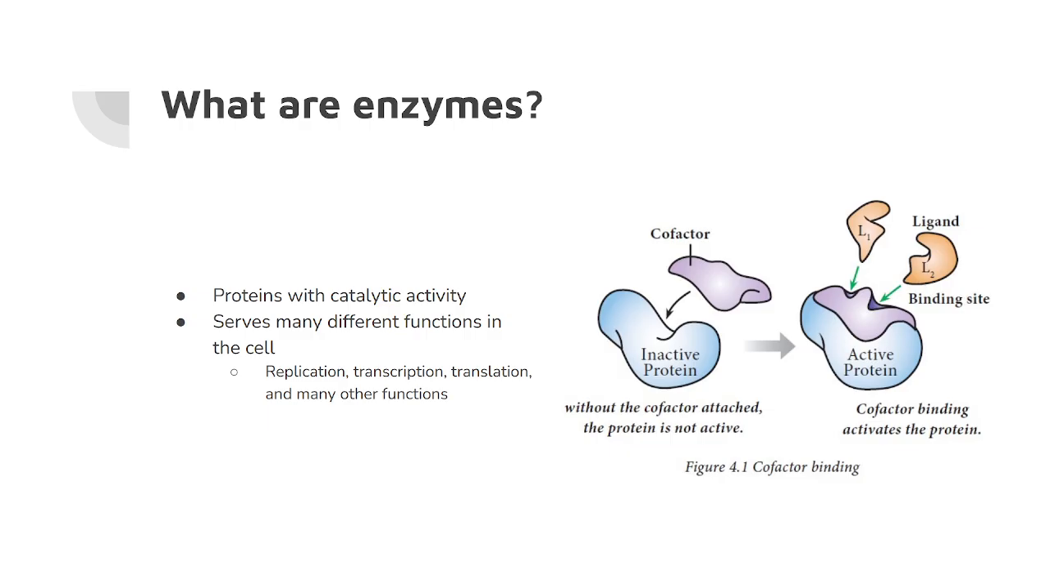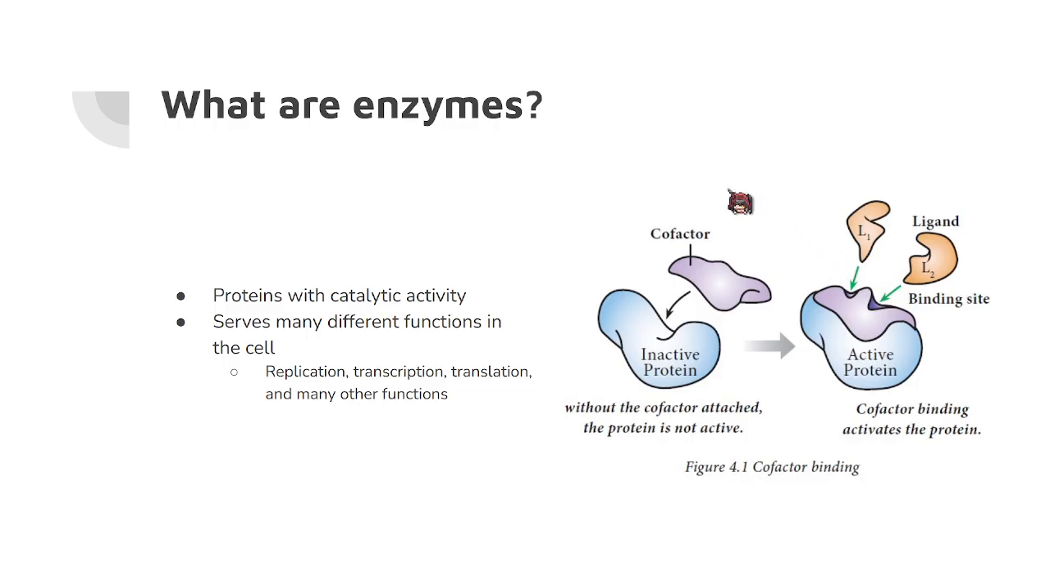And if you take a look at the picture to the right, this is what an enzyme would do. An enzyme would bind to a cofactor, which we will discuss shortly. Once a co-activator binds to the enzyme, then the ligands can now bind in order for this enzymatic protein to exercise its function.